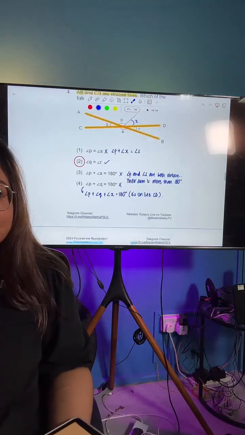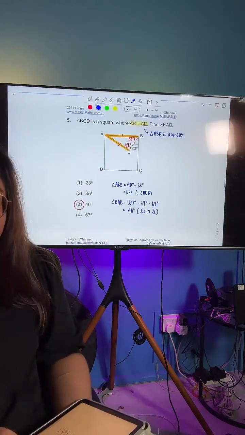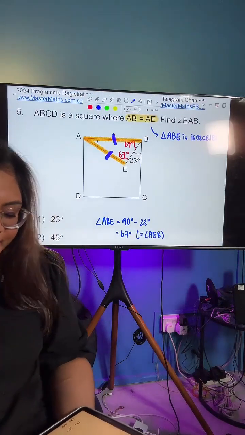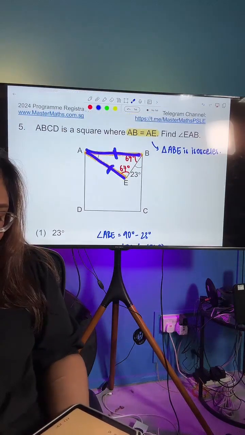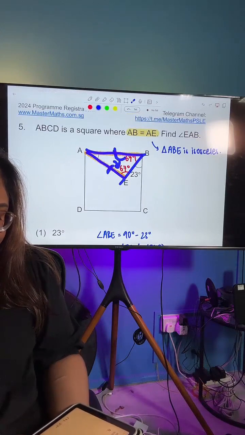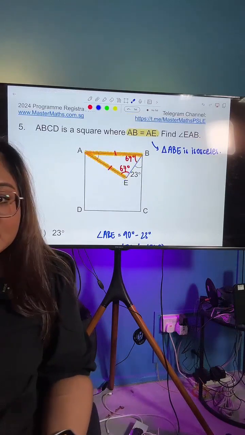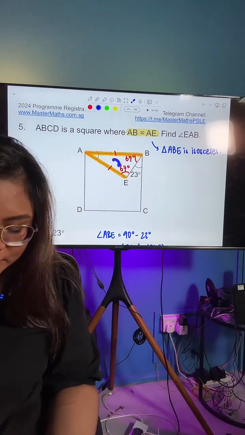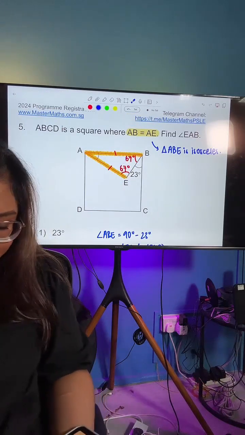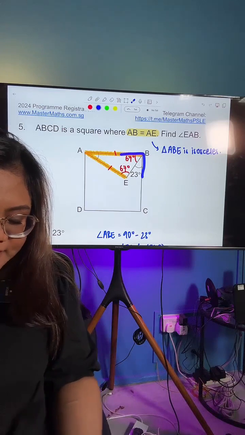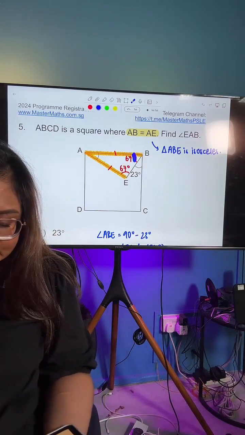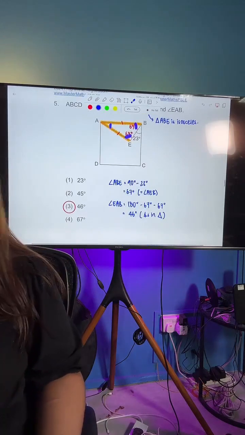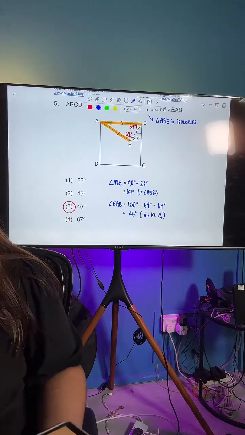Okay, next question, we have isosceles triangle. So for isosceles triangle, the angles on the 2 legs here, you can think of them as legs. Alright, so this one here will be 67 degrees because 90 minus 23 gives us 67. So 67, hence this will be 180 minus 67 to give us 46 degrees.